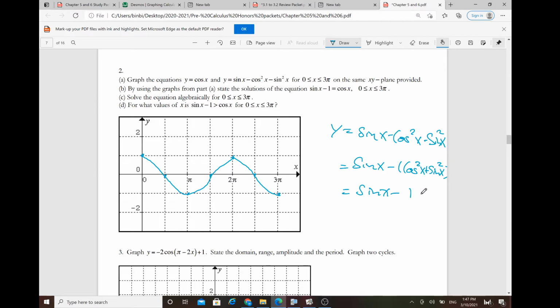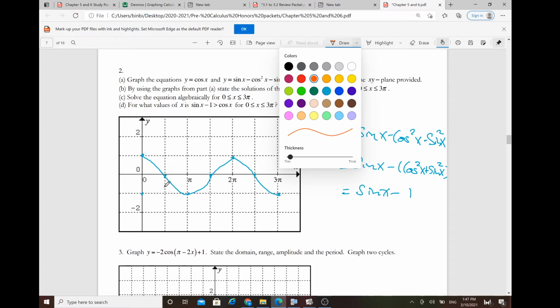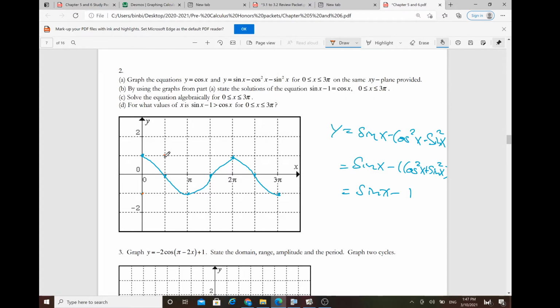So this shows the parent graph of sine of x with a vertical translation of 1 unit down. One unit down, so started at 0, it's 1 unit down here. Again, use a different color. At pi over 2 it would be 1, back to the top. Actually it's all the way to 2, excuse me. And then over here at pi. It goes this way.